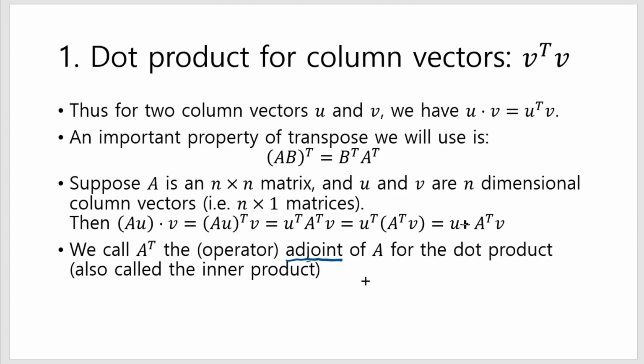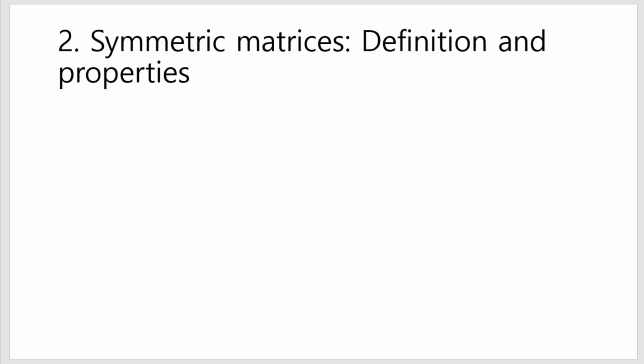This dot product is also called the inner product. And for the inner product, we have the adjoint of a square matrix being the same as its transpose. All right, so that was what I wanted to talk about for the dot products.